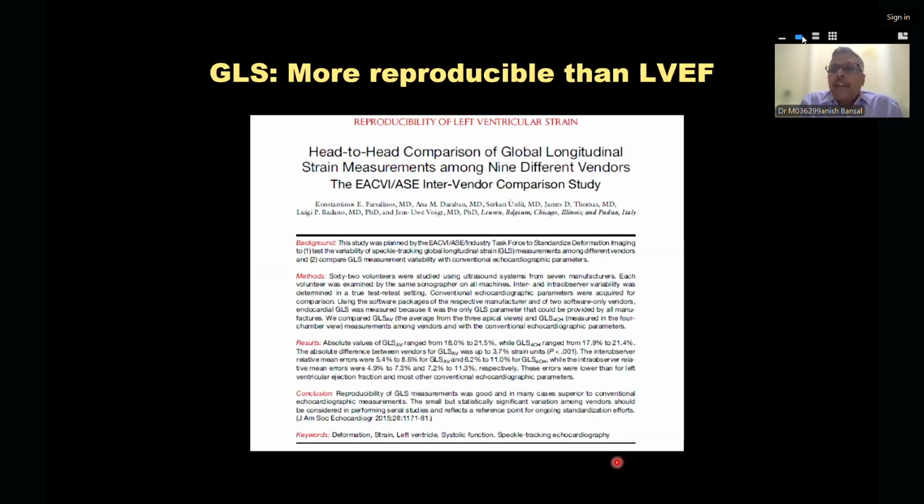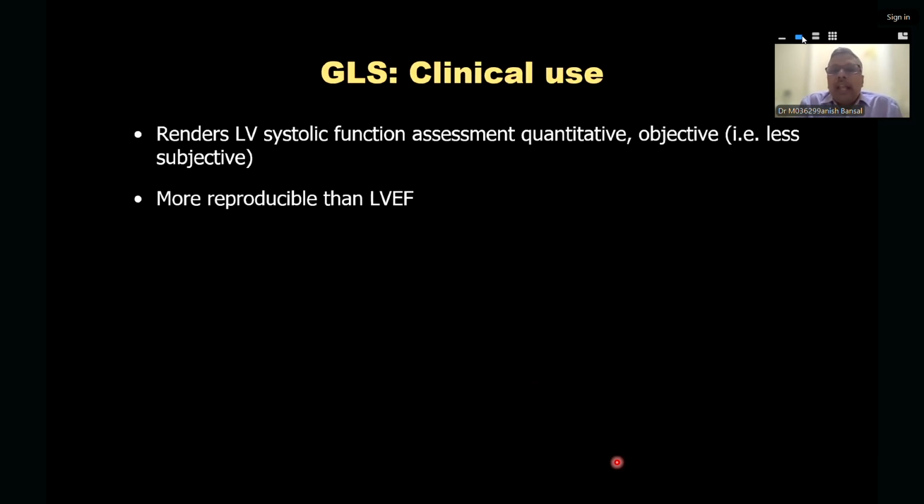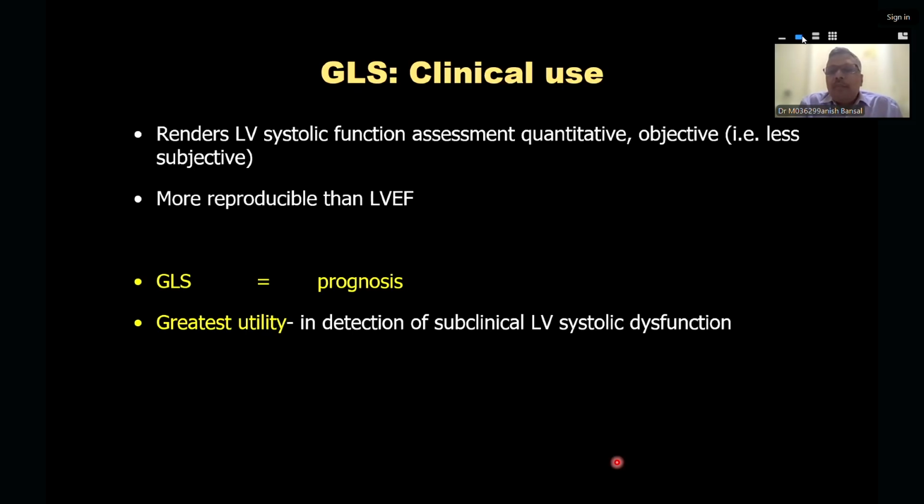Now the greatest advantages of GLS are, number one, that it is quite reproducible. It is more reproducible than even LVEF. Second, as I told you, it allows us to detect LV dysfunction before it manifests in the form of a drop in LVEF. And third, extremely important, is that GLS is very tightly linked to prognosis. Regardless of the disease entity that we might be looking at, if GLS is reduced, prognosis is worse.